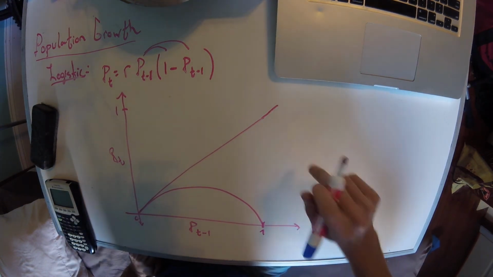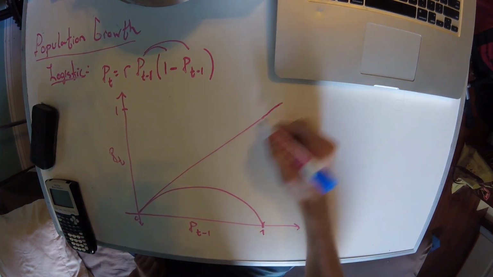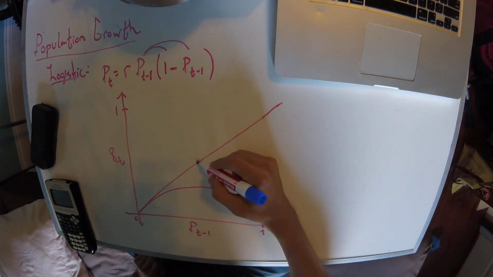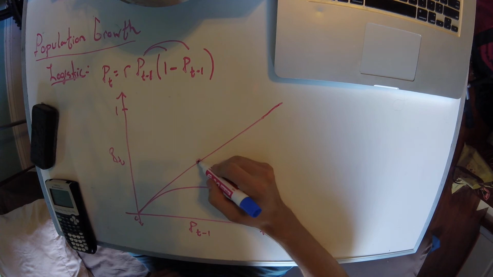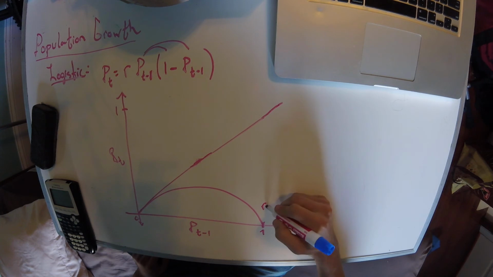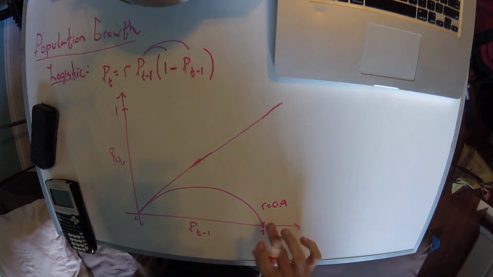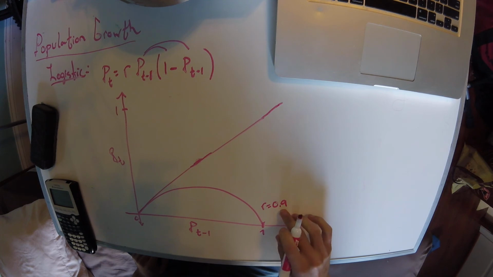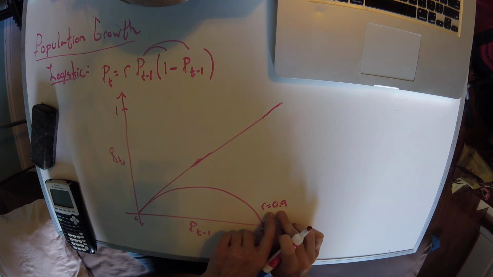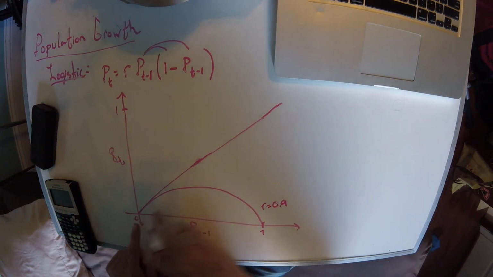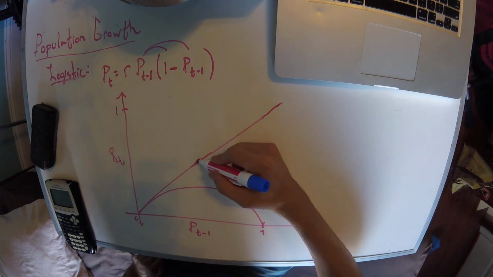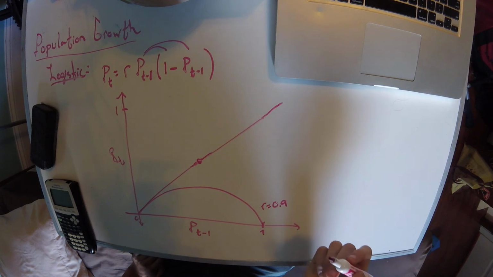And the way this works, if you want to iterate, is you start on, so we started at 0.5, and this corresponds to r equals 0.9. So if you were to plug this into your graphing calculator with r equals 0.9, you would get something like this, and then if you plotted the line with slope 1, you'd get that. And so we started, in our example, at population equals 0.5.